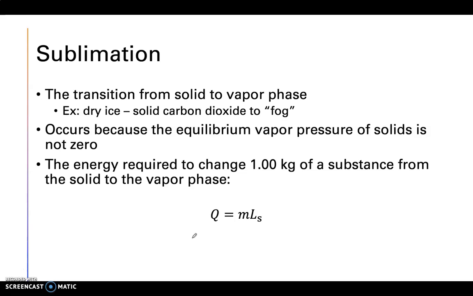Okay, so this is called sublimation, and it occurs because the equilibrium vapor pressure of solids is not zero. Okay, and the energy required to change 1 kilogram of a substance from solid to vapor is going to be Q equals M times L sub S. Okay, so this is now going to be the sublimation latent coefficient here. Okay.